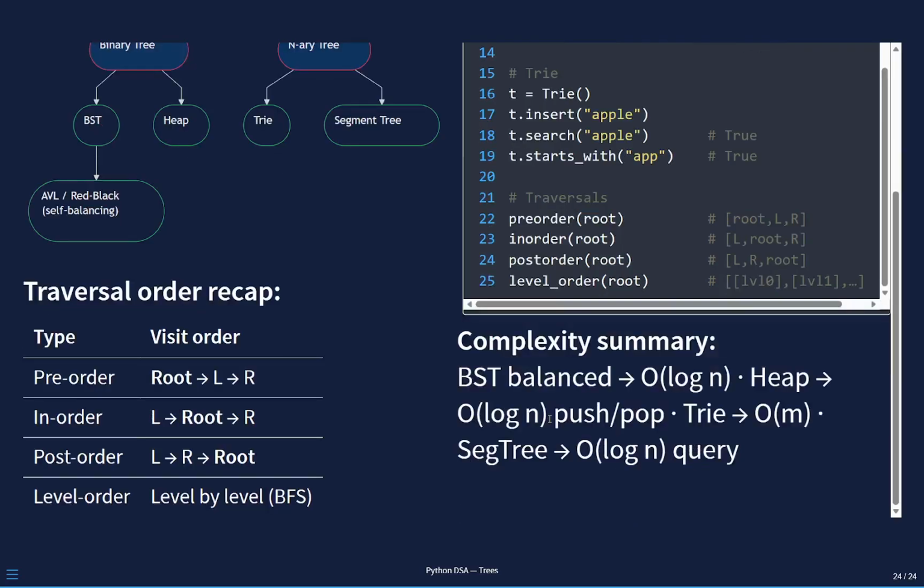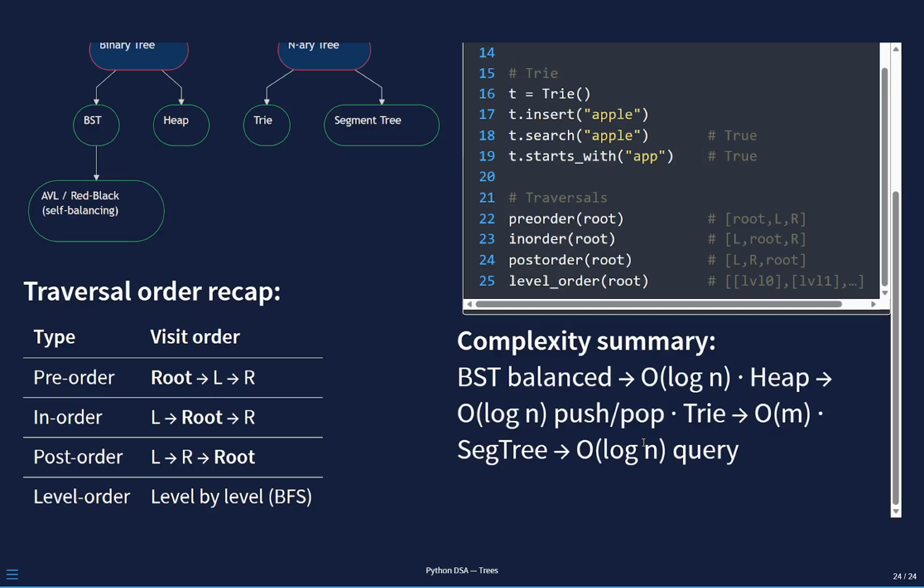Click. Final Complexity Summary. Balanced BST gives O(log n) for all operations. Heap gives O(log n) push and pop, O(1) peek min. Trie gives O(M) for all string operations, proportional to key length, not number of keys. Segment tree gives O(log n) for range queries and point updates.